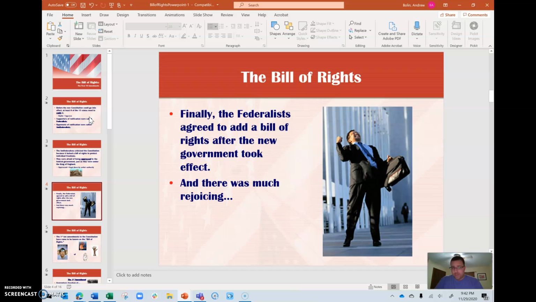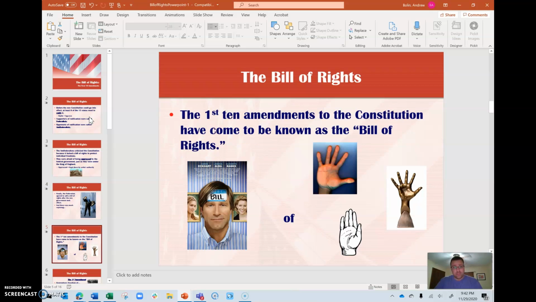However, finally, the Federalists agreed to add a Bill of Rights after the new government took effect. And there was so much rejoicing. There was a lot of celebration because this was a really big deal. So, ratifying this Constitution, they added these 10 amendments. The first 10 amendments to the Constitution have now come to be known as the Bill of Rights.